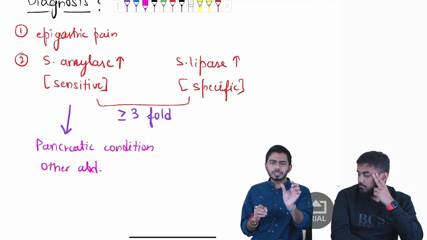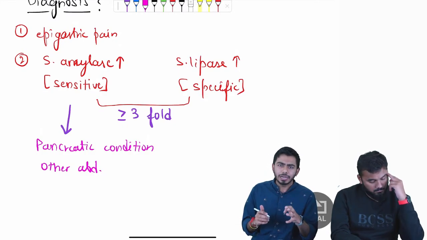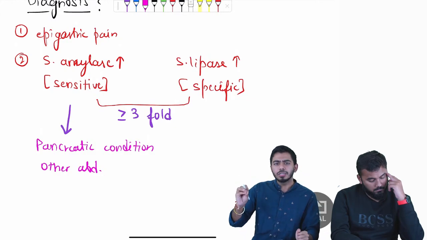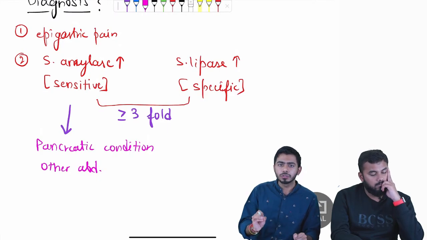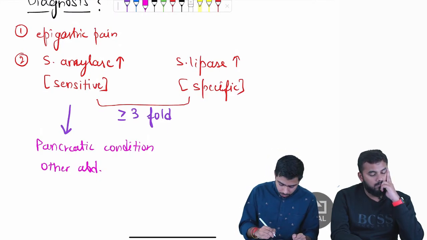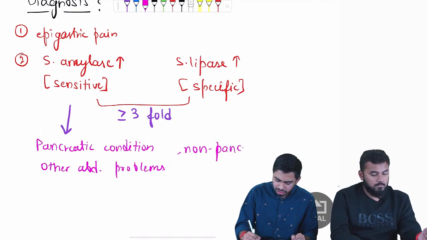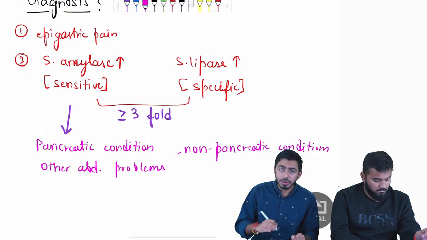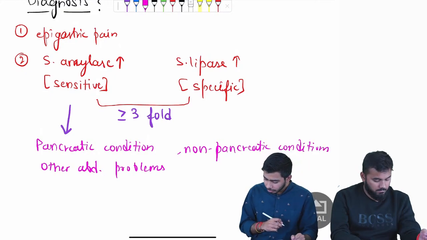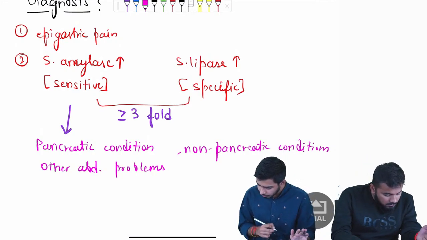So amylase is not a very important sign if you talk about pancreatitis. But if you are seeing the serum lipase levels are high, then obviously it is indicating towards the acute pancreatitis diagnosis, right? So there are other abdominal problems, or even non-pancreatic conditions, which can raise the serum amylase levels. Okay, fine. So serum lipase levels are very, very important. That is also the MCQ. Okay, that is also the MCQ.